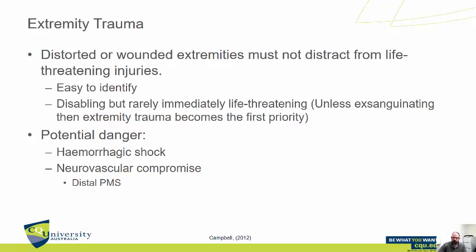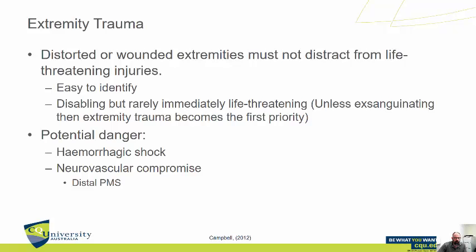So never splint a fracture before you've ticked off all the reversible causes of death. The most severe thing you can expect from a fracture, if it's not bleeding or exsanguinating, is injuries to nerves and vessels that surround the hands and feet. But those are really the only things you need to worry about with fractures, other than obviously exsanguinating bleeding, which will need to be stopped before you do anything else.